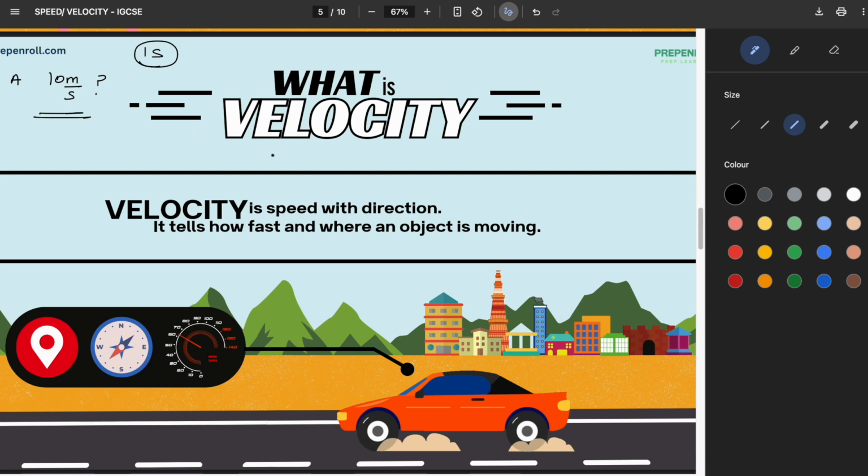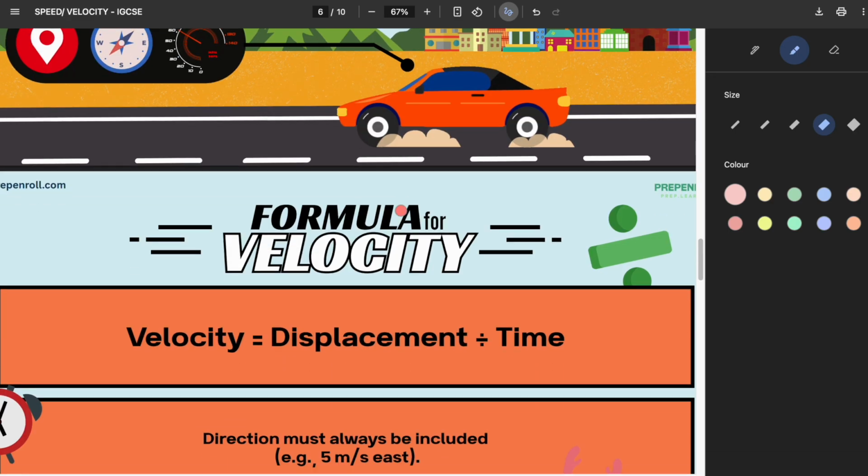So when you talk about the velocity, you are giving the speed in a particular direction. What is velocity? Velocity is speed with direction, and it is also giving us how fast or slow an object is moving in a particular direction. Okay, in a particular direction.